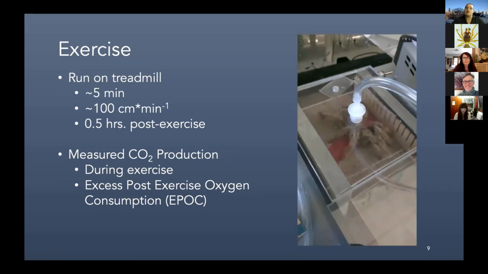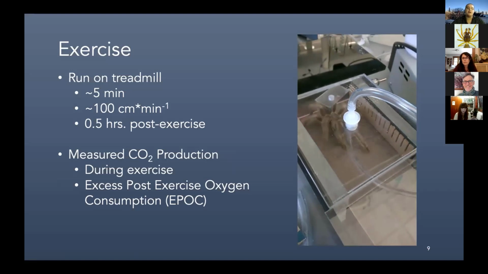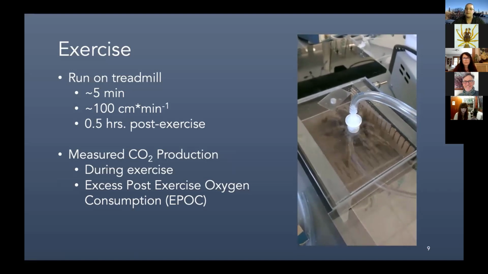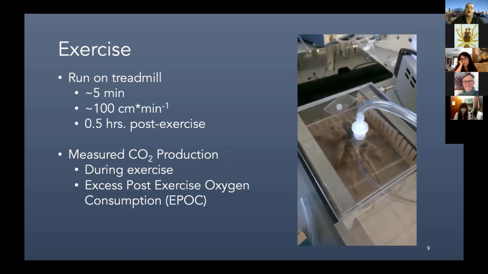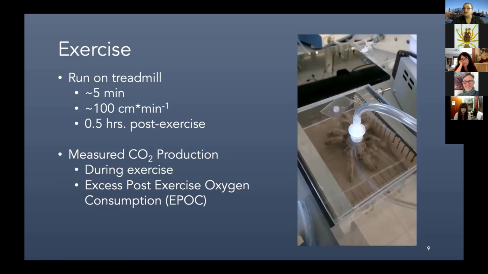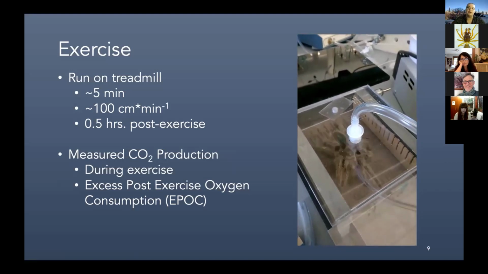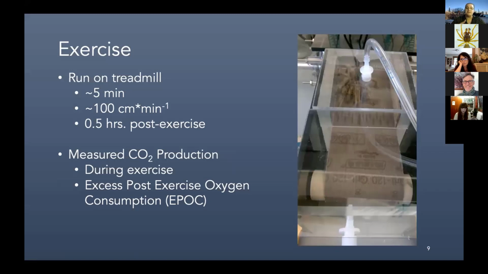And then we measured their oxygen or their CO2 production for a half hour post-exercise to get an idea of how much oxygen debt they're accumulating during their run. And that's called the excess post-exercise oxygen consumption, or EPOC.